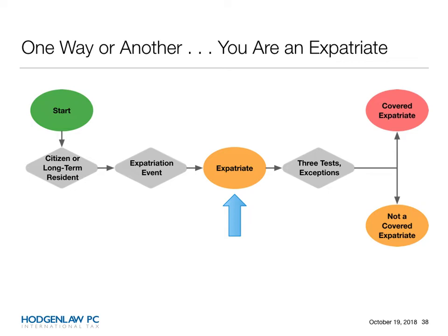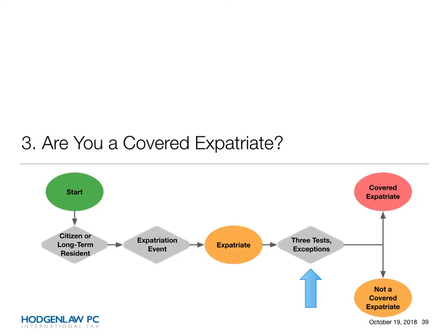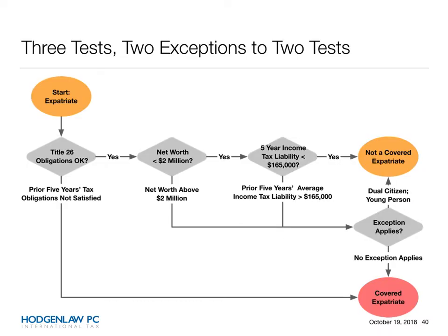So we have the expatriation date, we have the expatriation event, and congratulations, this person is now an expatriate. Has to file Form 8854, but we don't know about tax yet. So let's move on to the are you supposed to pay tax? And for here we have 3 tests and 2 exceptions. Here's my little handy-dandy flow chart, and this is why you know I'm a tax lawyer and not a graphic artist, because this is not my finest work.